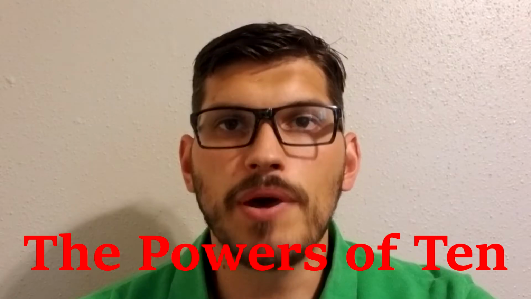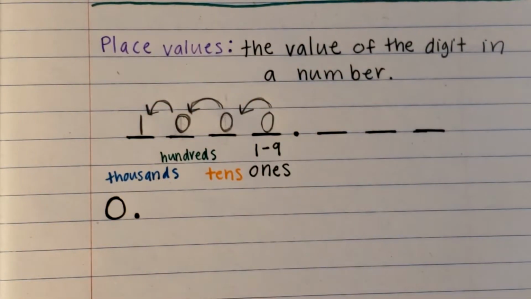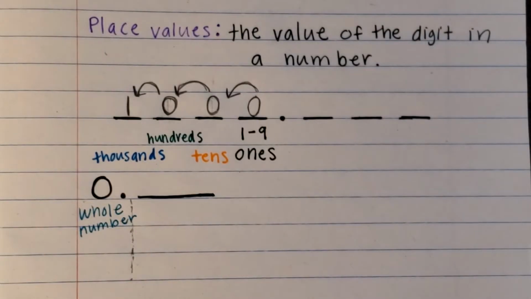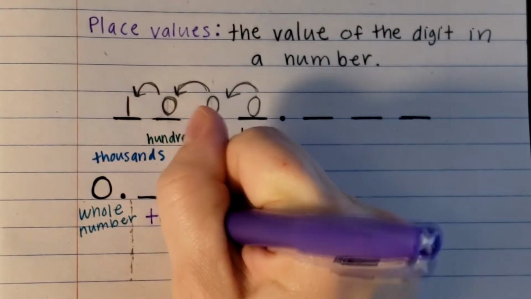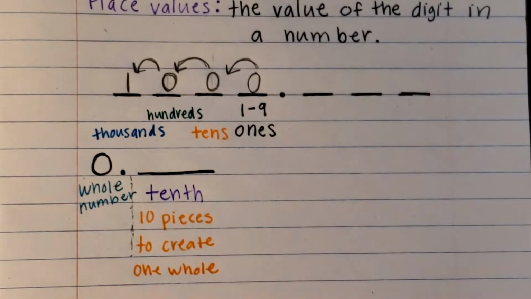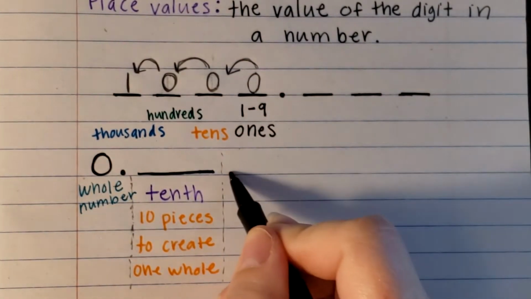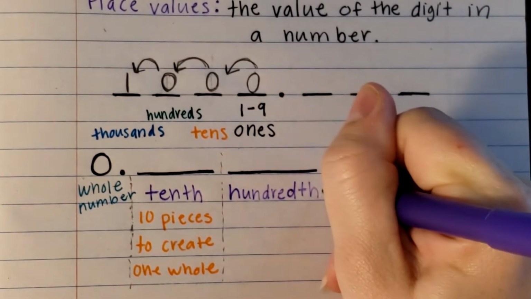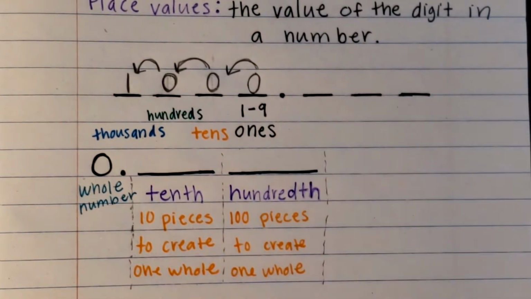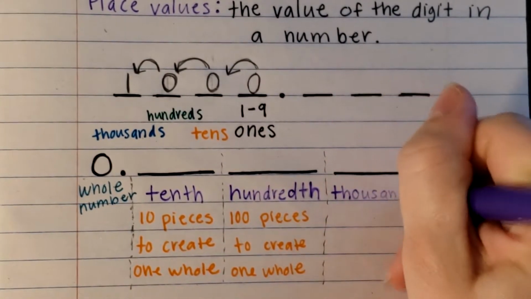When we say decimal, we really just mean fraction, but we're using the powers of 10. And that works perfectly in our place value system. We use a decimal point to separate our whole numbers from our fractions or our decimals. The first place value after the decimal point is called tenths. This means it takes 10 pieces to create just one whole. Next is the hundredths, and you guessed it, it takes 100 pieces to create just one whole. Then the thousandths, and so forth.